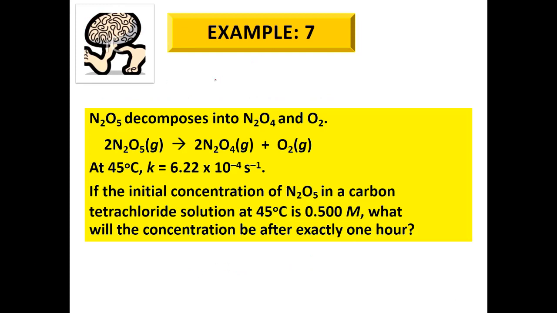Okay, now we look at example 7. N2O5, 2 moles of N2O5 will produce 2 moles of NO2 plus 1 mole of oxygen. At 45 degrees Celsius, your k is 0.22 times 10 to the power negative 4 s negative 1.